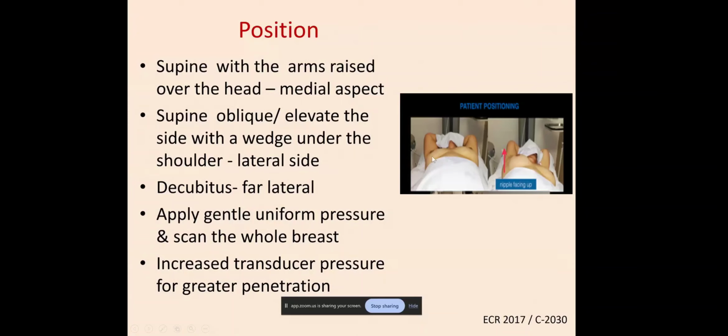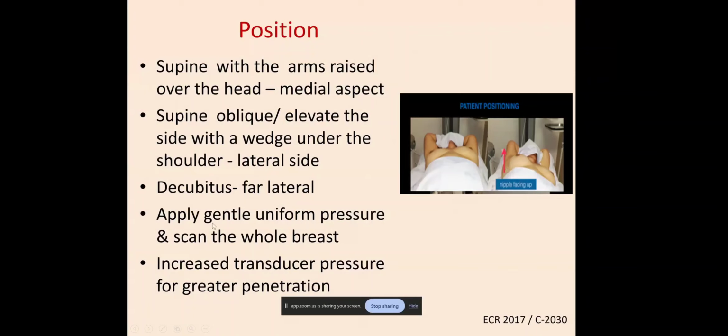Now, what about the lateral part of the breast? In a small breast, you can continue in the supine position, but when the breast is large, it will fall along the lateral side, and it won't be proper to do the scanning supine. So what you do is ultrasound in supine oblique. That is, you elevate the side with a base under the shoulder so that the lateral side flattens out, and you can nicely see the lateral part of the breast. But sometimes breasts are so large that even in the supine oblique position, the breast will hang towards the lateral side. So in that case, you can make the patient turn more. That is, you can do it in the decubitus view and you can see the far lateral part of the breast.